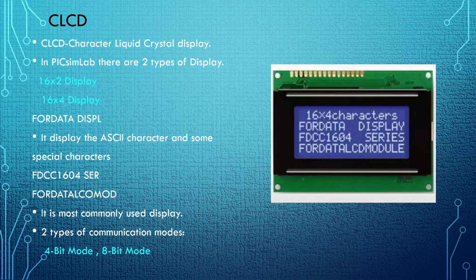Next, CLCD. CLCD is a character liquid crystal display. In PICSIMLAB, there are two types of displays: 16 by 2 display and 16 by 4 display. It displays ASCII characters and some special characters. For the CLCD, there are two types of communication modes: the 4-bit mode and the 8-bit mode.